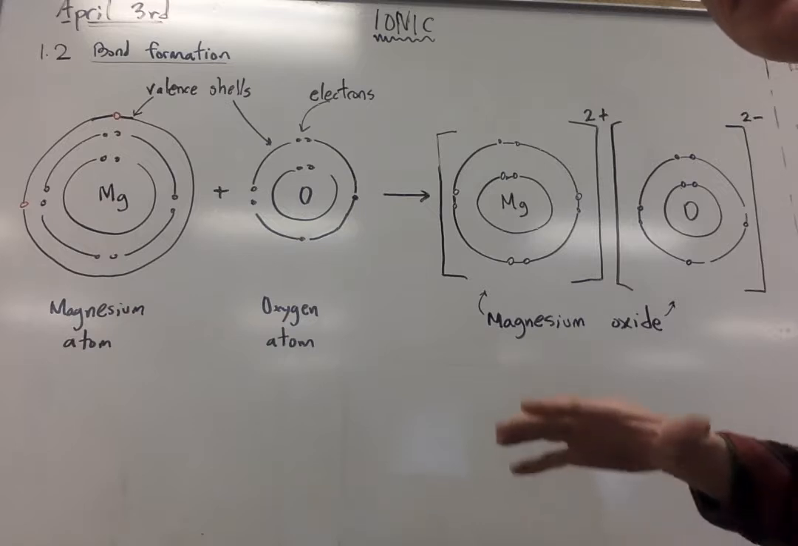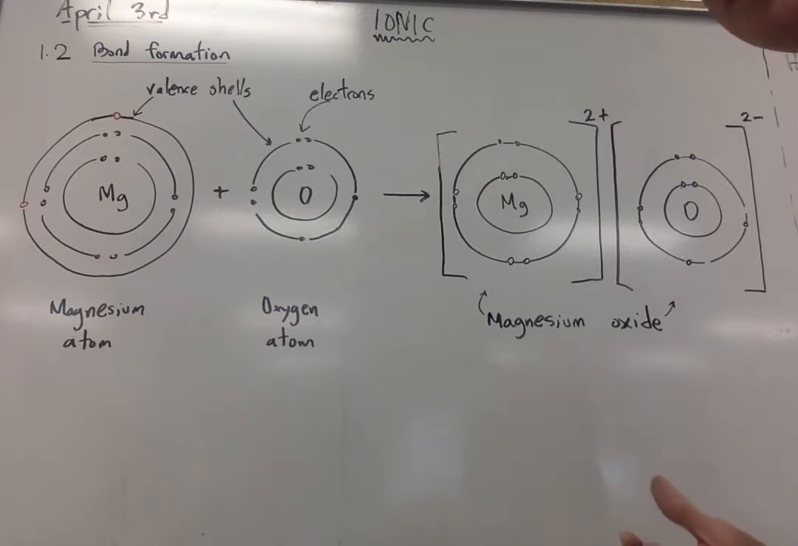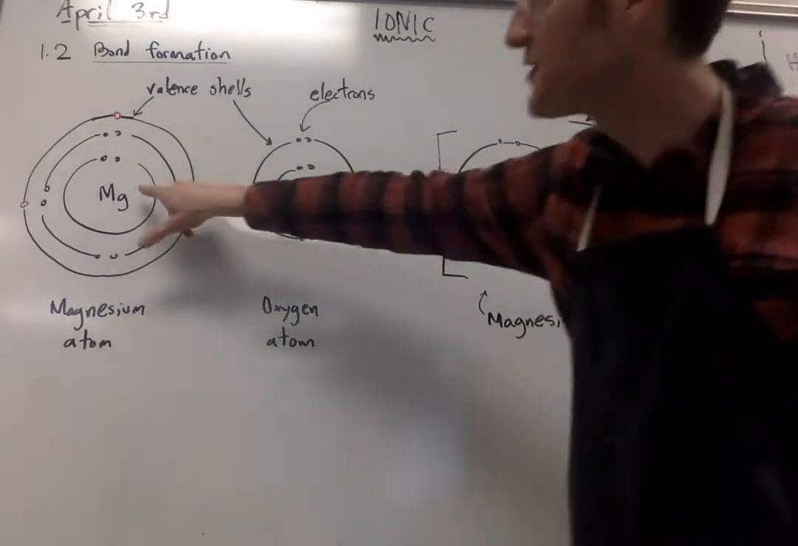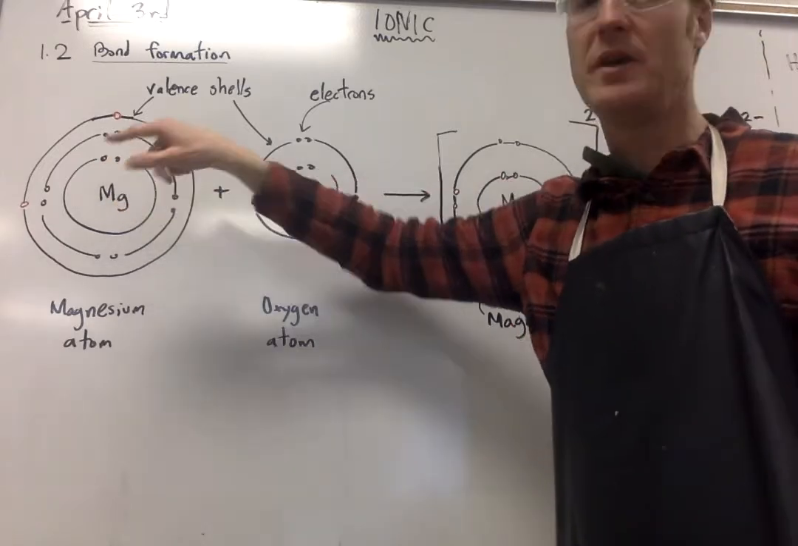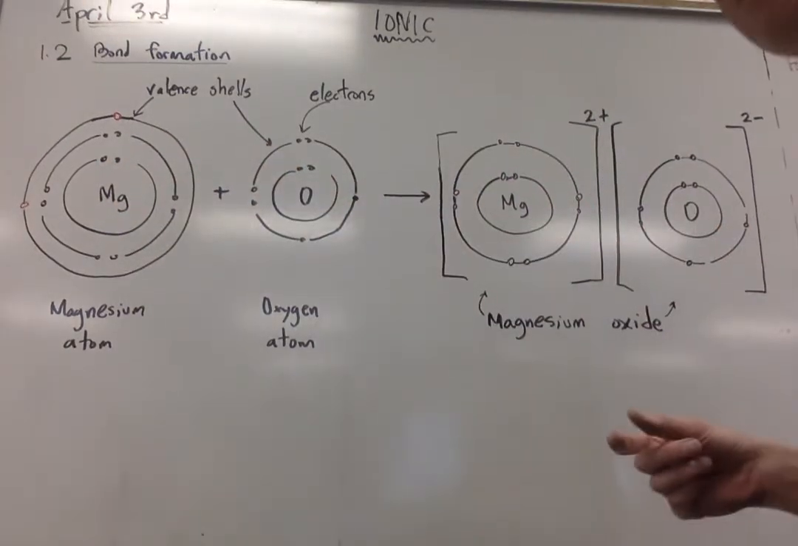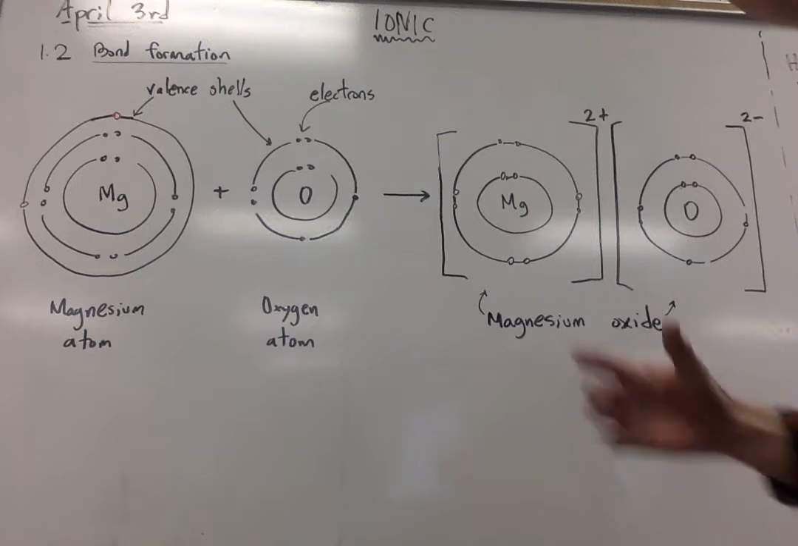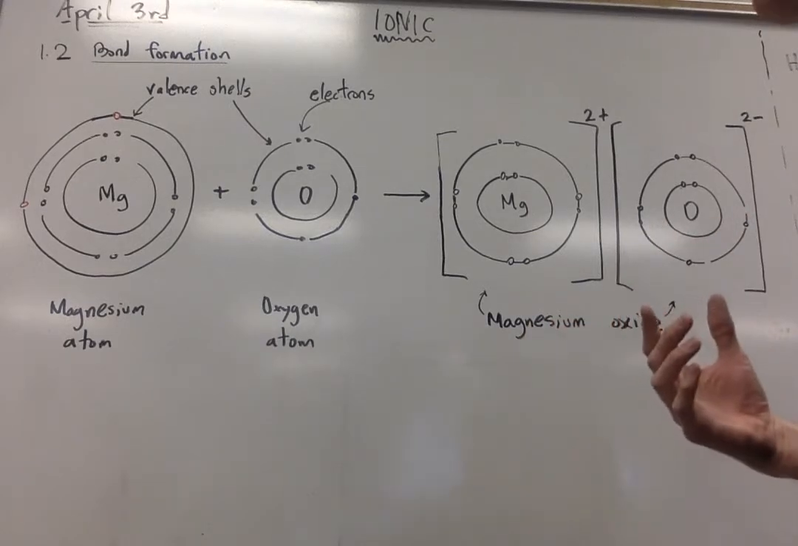The shells have set capacity for electrons. The shells can be full or not full, but they have a capacity and you can't go beyond that capacity. The first shell has space for 2 electrons. This is a magnesium atom, so we've got the Mg symbol in the middle. 1, 2. Its first shell is full because the shells are always filled from the inside going out.